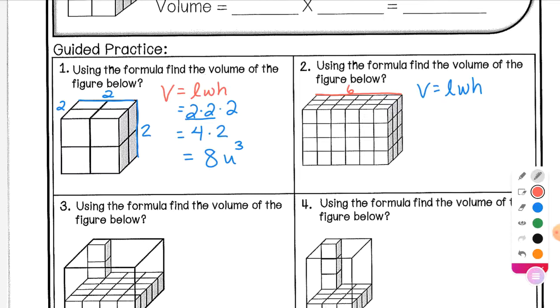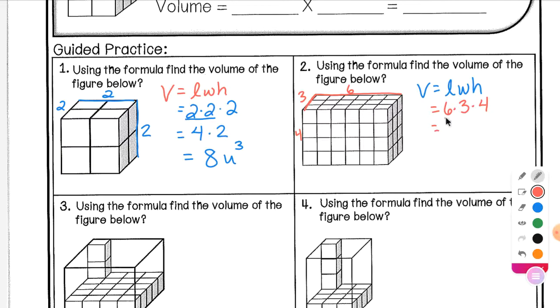Six. What is the width, Aubrey? 3. How do I find my height, Meyer? Yeah, I count how tall it is. So how tall is it, Meyer? It's 4, so I'm going to put that over here. I rewrote. I'm going to substitute in my values. The length was 6. The width was 3. The height is 4. Now I have to solve.